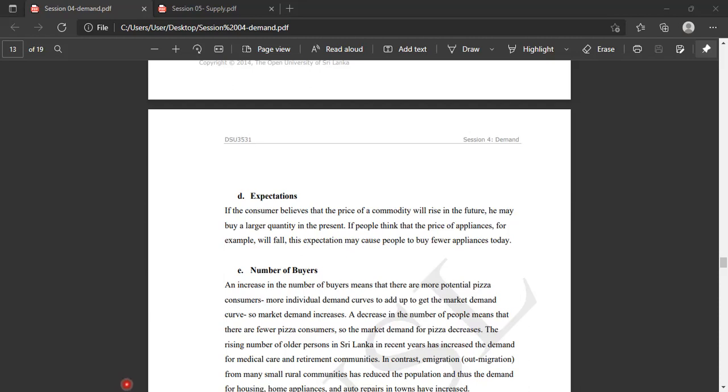Price expectation means what? If it is expected that the price will increase in future, present demand will increase. If it is expected that the price will decrease in future, present demand will decrease. That's a summary of that.